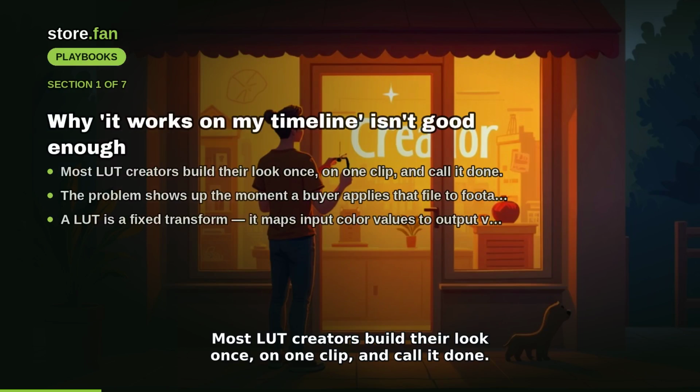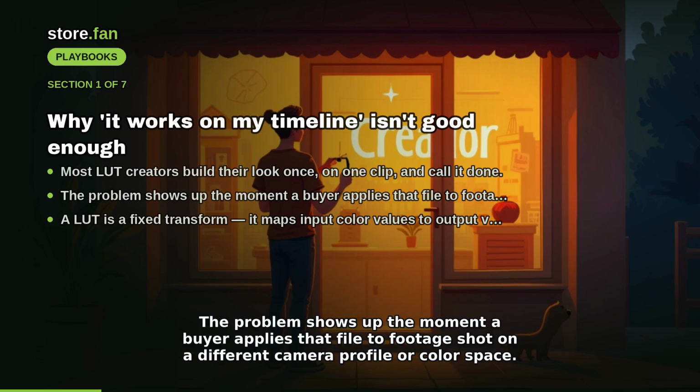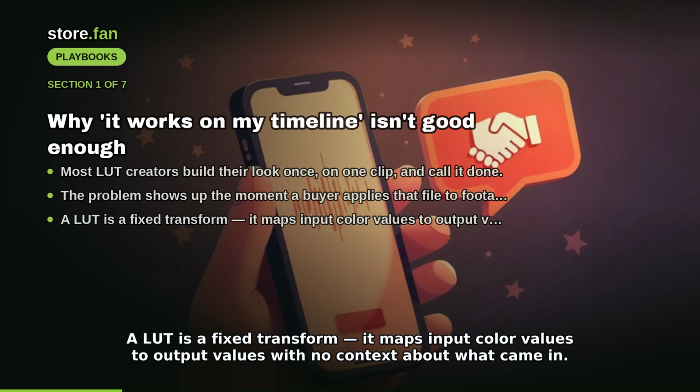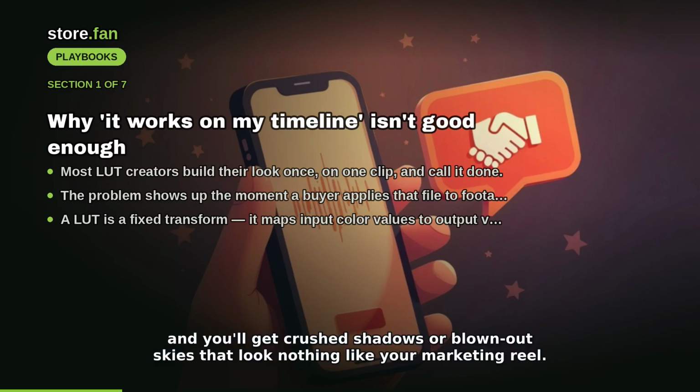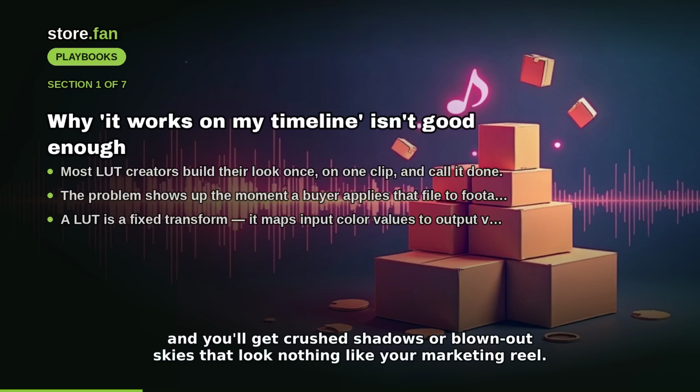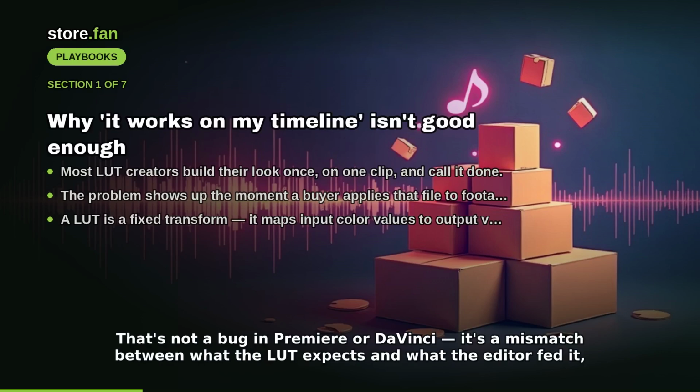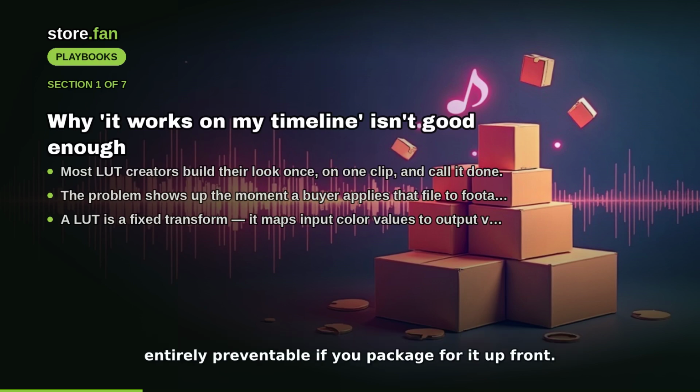Most LUT creators build their look once, on one clip, and call it done. The problem shows up the moment a buyer applies that file to footage shot on a different camera profile or color space. A LUT is a fixed transform. It maps input color values to output values with no context about what came in. Apply a LUT built for Sony S-Log3 footage to a clip shot in Flat Rec. 709, and you'll get crushed shadows or blown-out skies that look nothing like your marketing reel. That's not a bug in Premiere or DaVinci, it's a mismatch between what the LUT expects and what the editor fed it. Entirely preventable if you package for it up front.